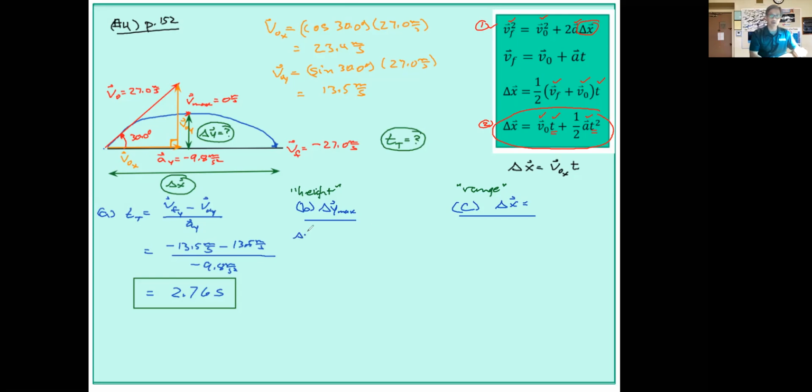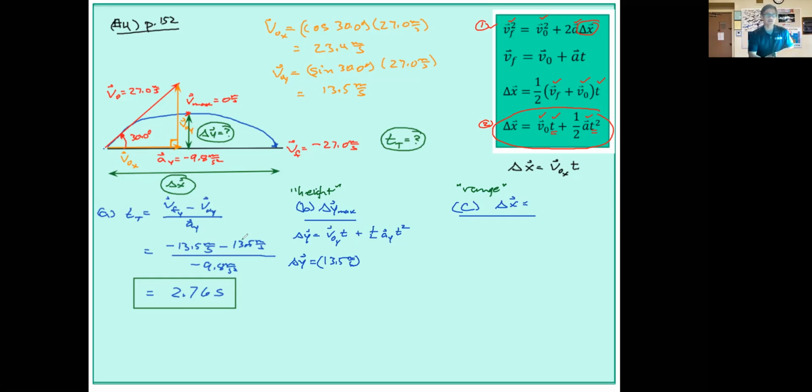We have delta y. It's going to be equal to v initial in the y direction times time plus 1/2 acceleration in the y times t squared. Let's go ahead and plug in some values. Delta y, we have it right here. V initial along the y is 13.5 meters per second. Now the question is, what's the time interval? Is it 2.76 that we're going to plug in right here? And you've got to be careful, because the answer there is no.